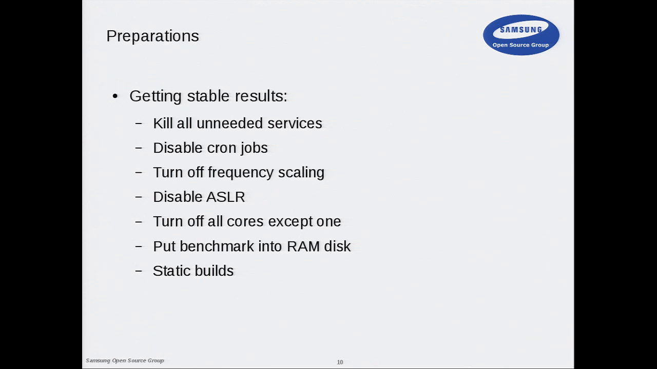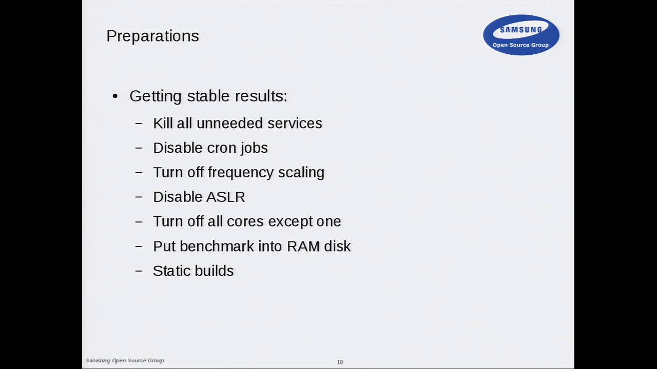And what also makes a lot of sense is that you just turn off all cores except one where you run all the benchmarks on. And this really, in my experience, is what helps the most to get more stable numbers. And if your board has enough RAM or your benchmark is small enough, it also makes sense to just put it into a RAM disk. That way you can eliminate any I/O latency.